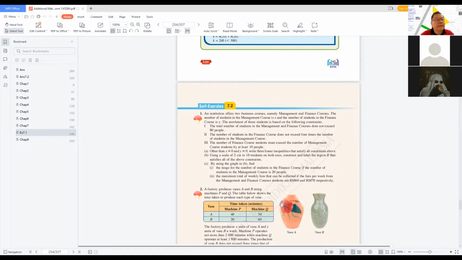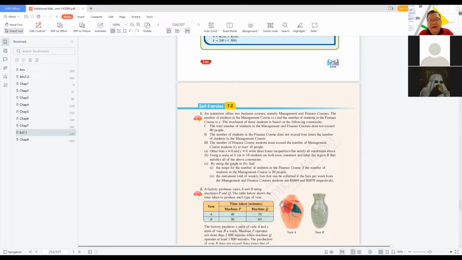Other than x larger or equal to 0 and y larger or equal to 0, write three linear inequalities that satisfy all constraints above. Using the scale of 2 cm to 10 students on both axes, construct and label the region R that satisfy all of the above constraints. By using the graph in B, find the range of the number of students in the finance course if the number of students in the management course is 20 people, and the maximum total of weekly fees that can be collected if the fees per week from the management and finance courses students are 60 and 70 respectively.